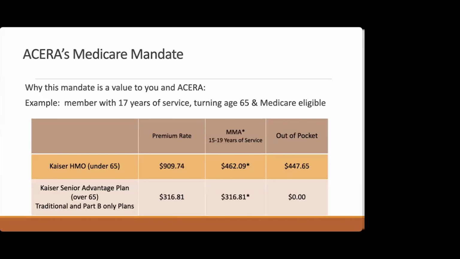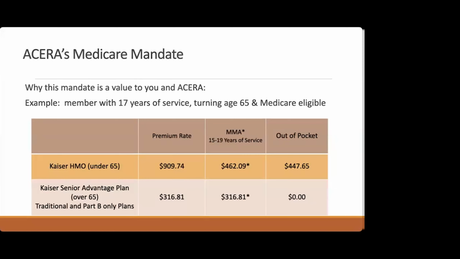There is something called reciprocity, where you can link retirement benefits together at different retirement systems. For this example, we're talking about 17 years specifically with Alameda County. If you have 17 years with Alameda County, you're eligible for our MMA, which is our medical monthly allowance. And it is our second highest category of medical monthly allowance.